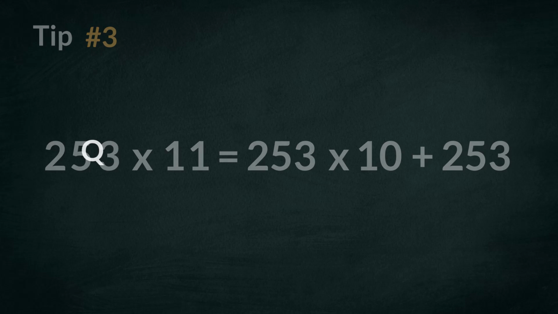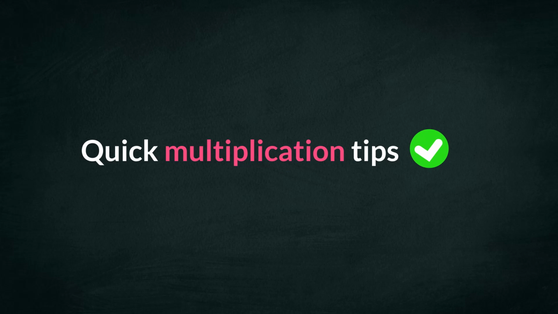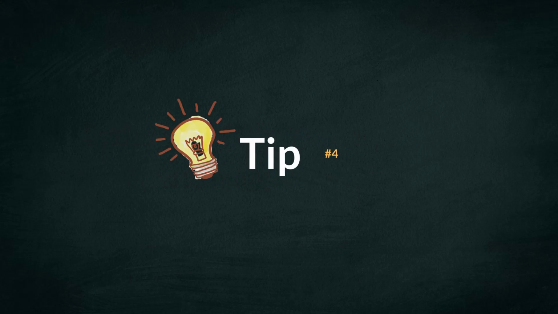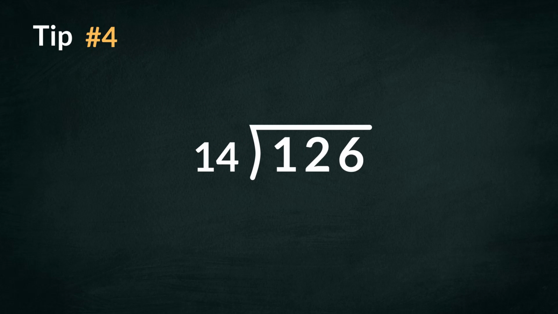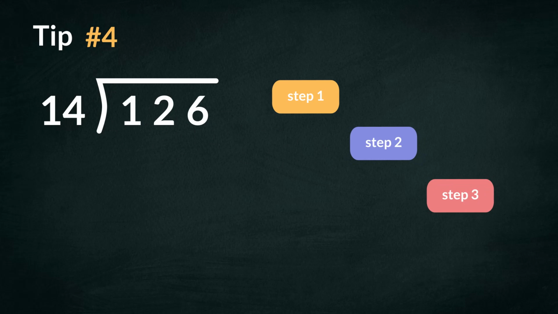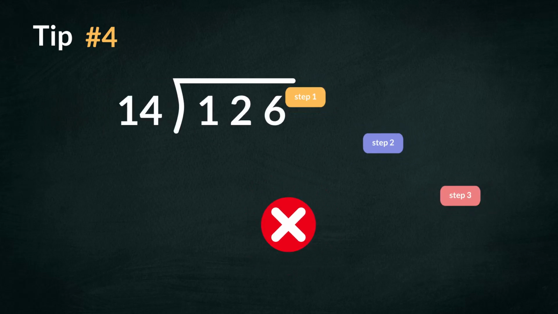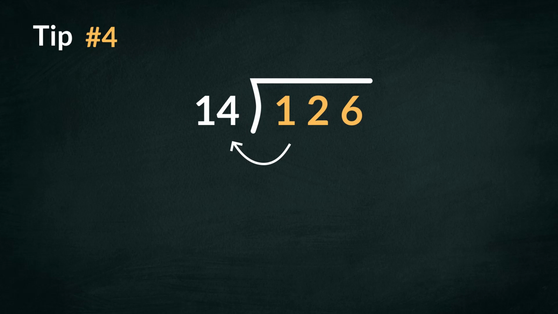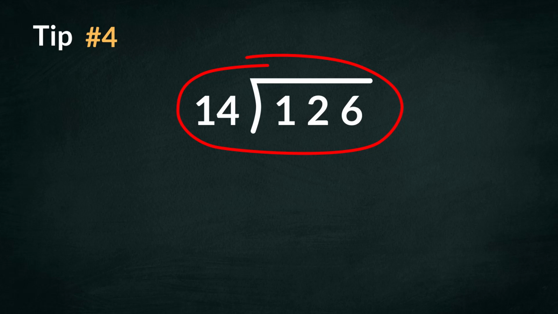So far, we've learned some quick multiplication tips. So how about we get into some division? The fourth tip is for when you're dividing with even numbers. Let's say 126 divided by 14. Just with a quick look, we know that this division can't be broken down into smaller division steps because we have to use all the digits of the dividend to make a number bigger than the divisor. That makes this problem one big and hard division.